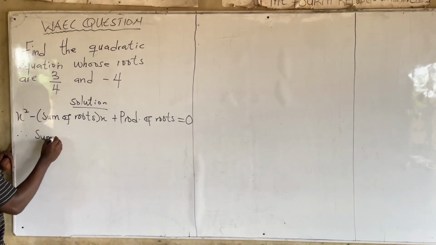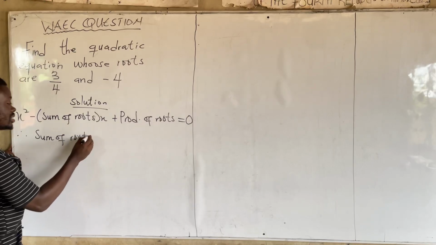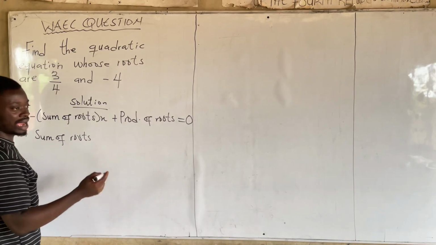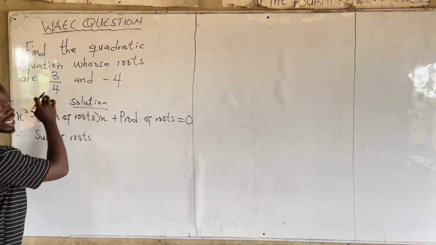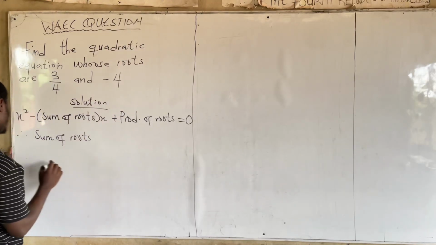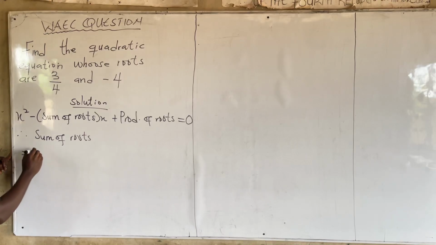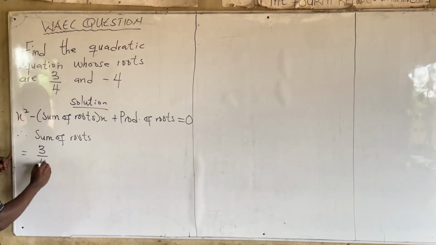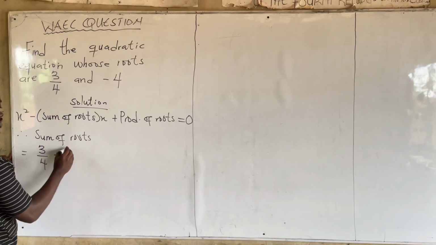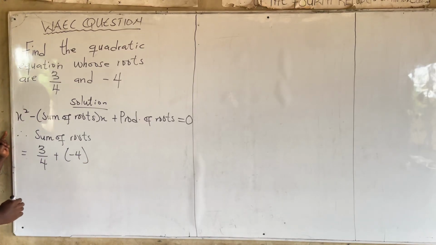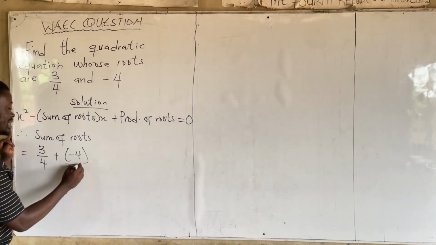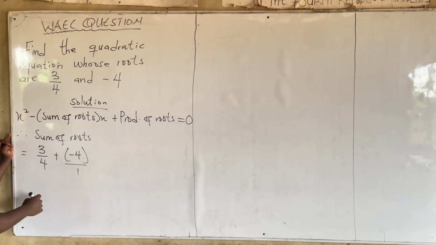Sum of roots. In mathematics, when we say sum, it means addition. So we are going to add the roots, 3 over 4 and minus 4. This gives us 3 over 4 plus minus 4. So this is a fraction, so let's say minus 4 is over 1. So we find the LCM. The LCM of 4 and 1 is 4.